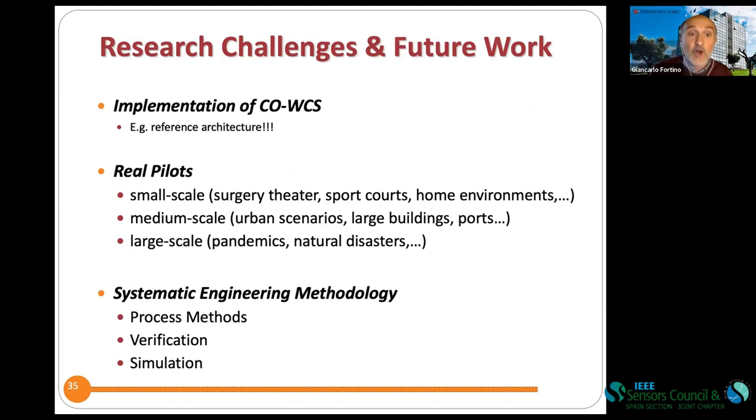need to exploit systematic engineering methodology. So we cannot program such systems from scratch. So we need to have methods in order to drive processes. We need to have formal methods in order to verify, and other methods in order to simulate systems on small, medium, and large scale.